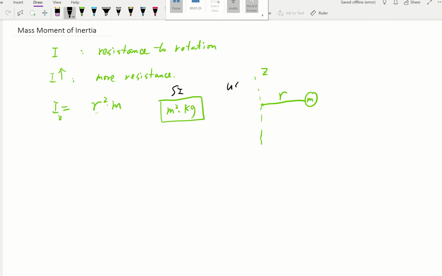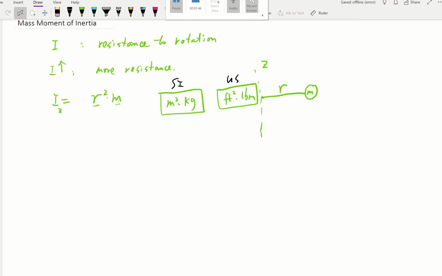And for the US system, we have the unit for the distance as foot squared instead of meter, and the mass unit will be pound mass instead of kilogram. So it will be those two units. Okay.